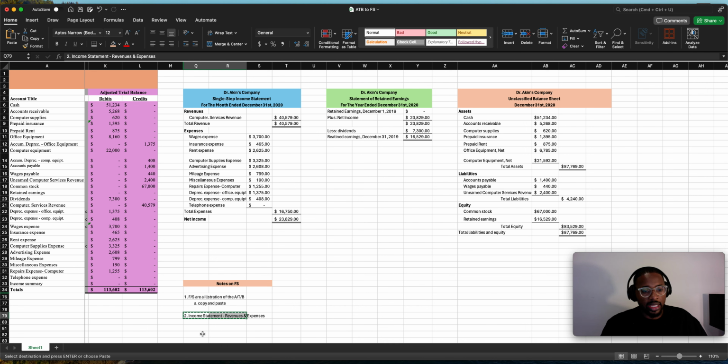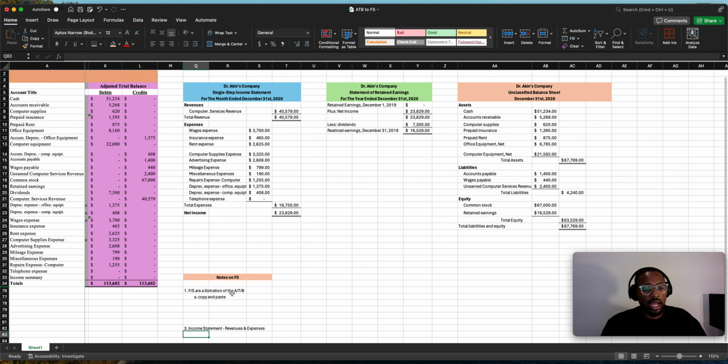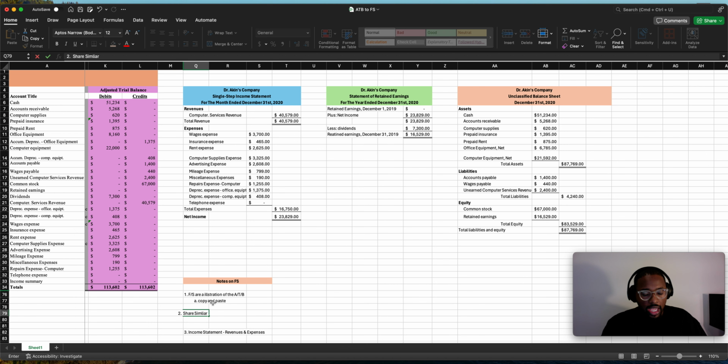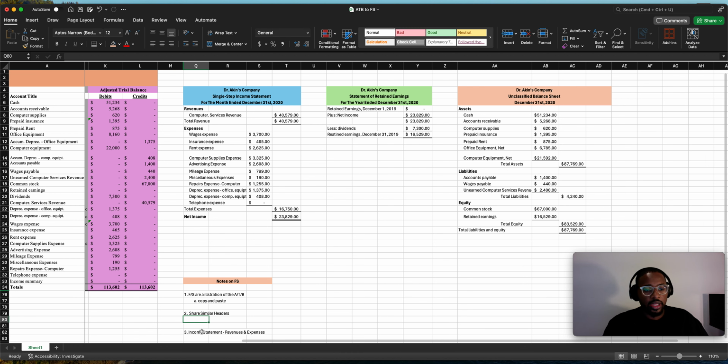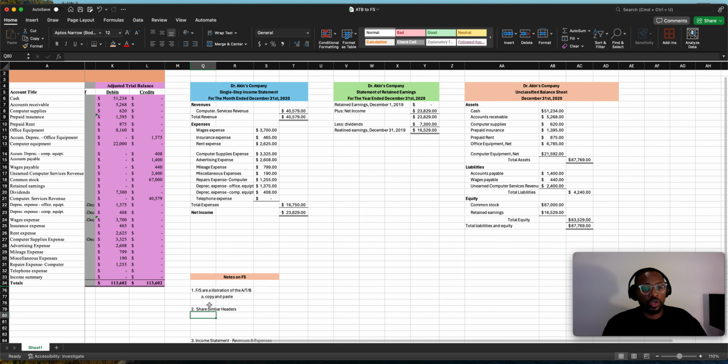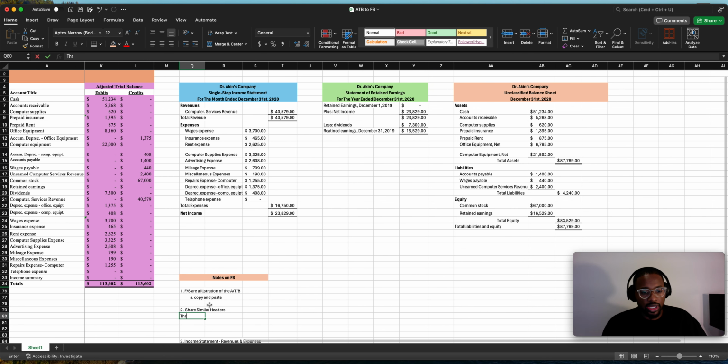Let's talk about the commonality, really quickly, amongst these financial statements. The commonality amongst these financial statements, which is very important, is that they all share similar headers. I tell my students this all the time. It's very, very important. Each financial statement is going to have what I call a three-level header.